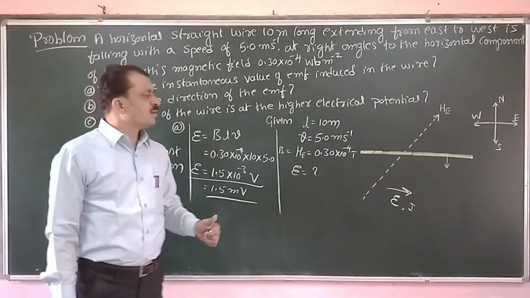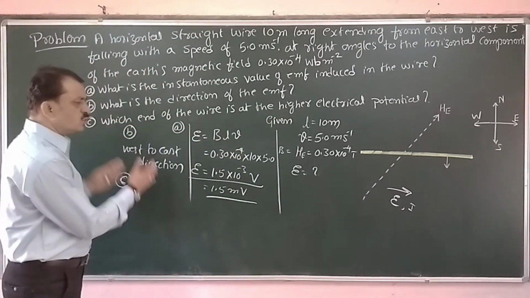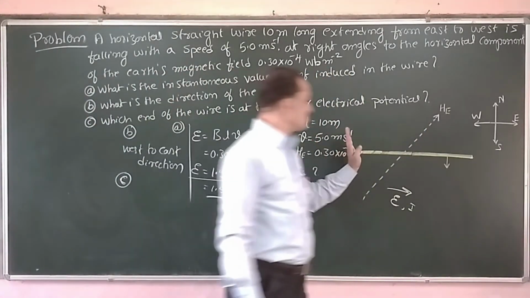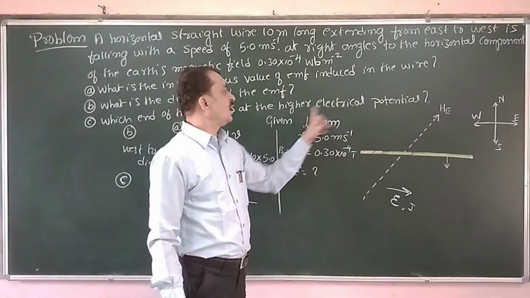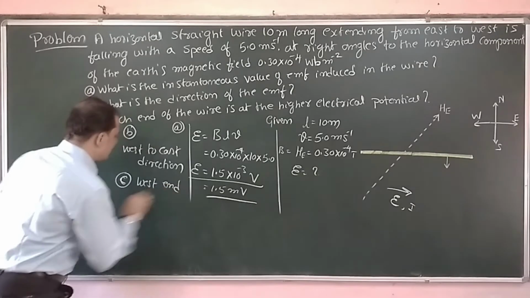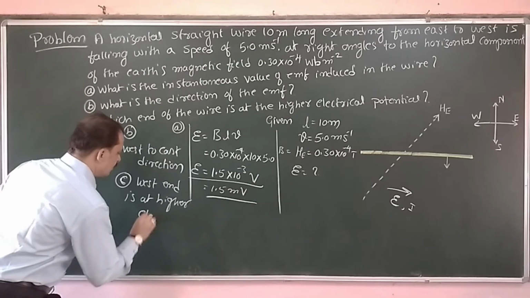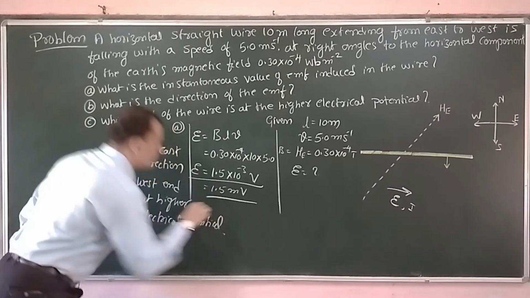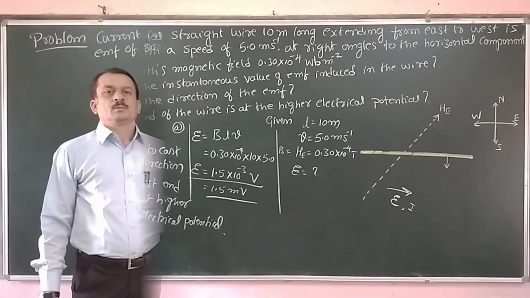The third part is, which end of the wire is at higher electrical potential. Since the induced current is flowing from west to east direction, obviously the west end is at higher electrical potential. Okay, like this we are going to solve the problem.